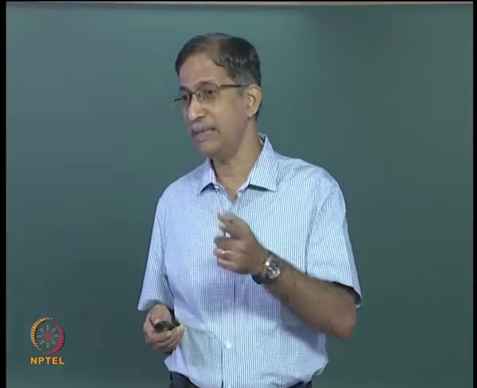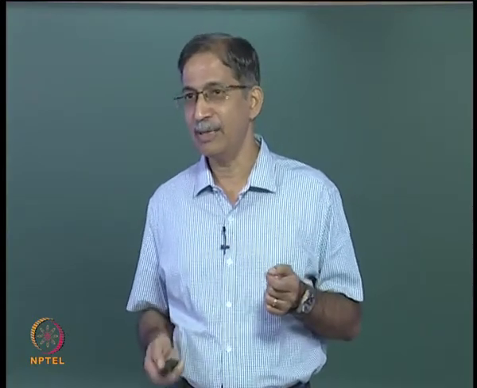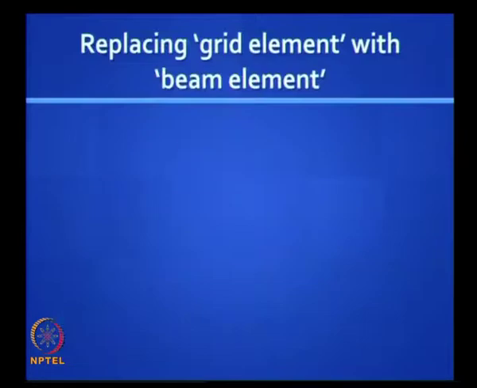You need to have something similar here for the torsional degree of freedom. So this is how we interpret it. As a sign convention we shall assume twisting moments and angles of twist to be positive when the corresponding vectors, shown with the double headed arrow at the ends of the element, are directed outward along the longitudinal axis. This is consistent with the earlier sign convention for a single headed arrow for the truss element. Is it clear? Just remember this, you will understand when we do it in an application.